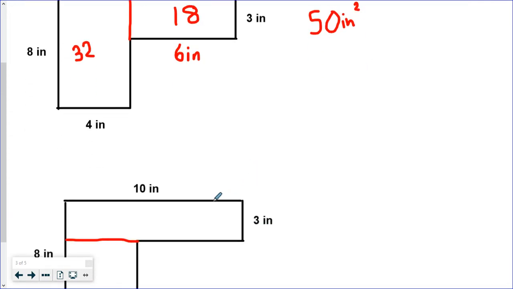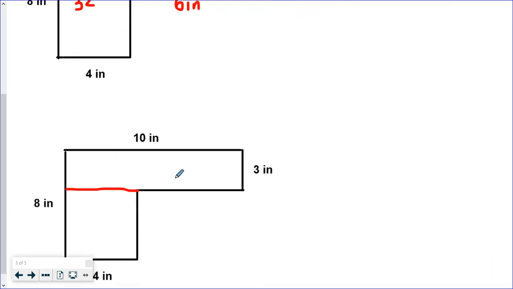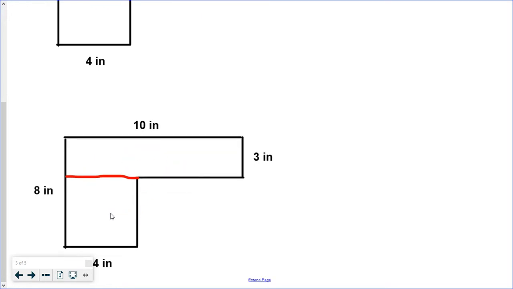I'm going to do the exact same thing down here. I'm going to find the area of this rectangle here, and I'm going to find the area of this rectangle here. Now this bigger one, I can use the 10, so 10's okay, and the 3. So I'm going to go 10 times 3. 10 times 3, so this bigger rectangle right now is 30 inches. Now I want to find the area of this smaller rectangle, and I do not want to use 8 because 8 goes from here to here, and I only want to go from here to here. So 8 is not going to be used in this situation.